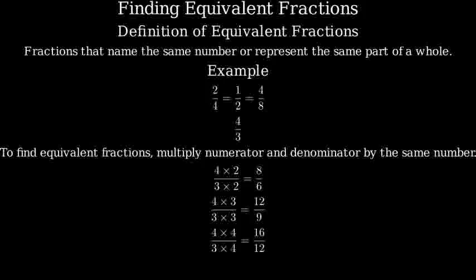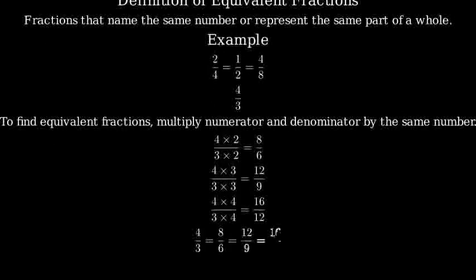As we can see, whenever we multiply both the numerator and denominator by the same number, we end up with an equivalent fraction because we're scaling the fraction by 1. Therefore, 4/3, 8/6, 12/9, and 16/12 all represent the same value.